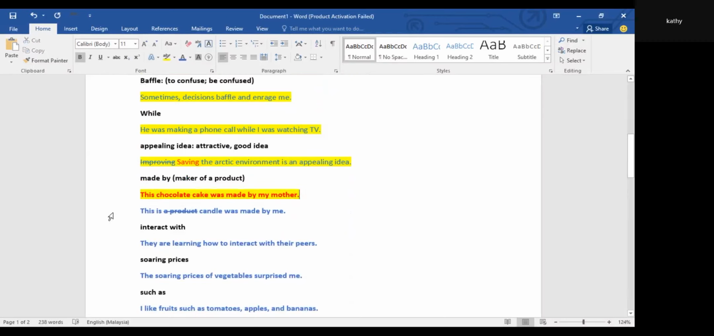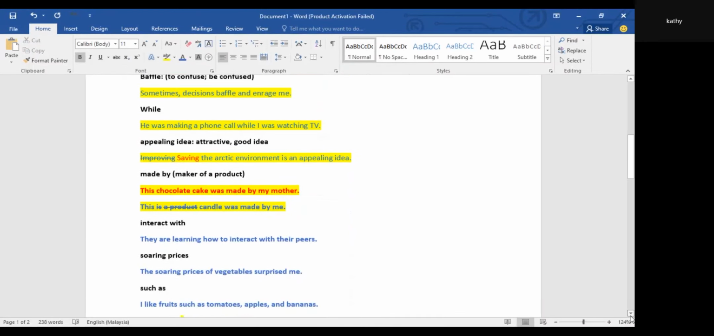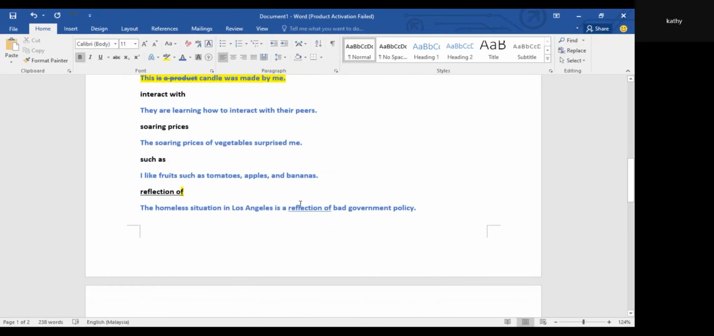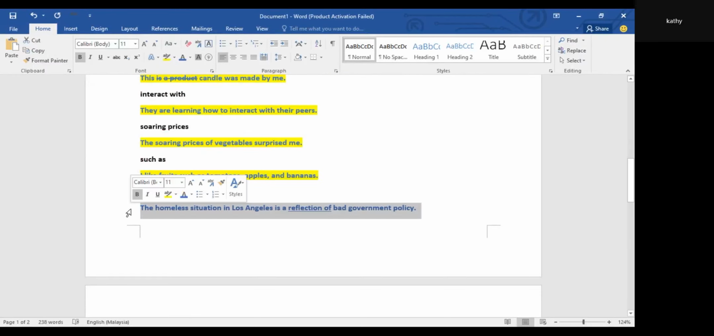This candle was made by me. Okay, good job. Next. They are learning how to interact with their peers. The soaring prices of vegetables surprised me. I like fruits such as tomatoes, apples, and bananas. The homeless situation in Los Angeles is a reflection of bad government policy.